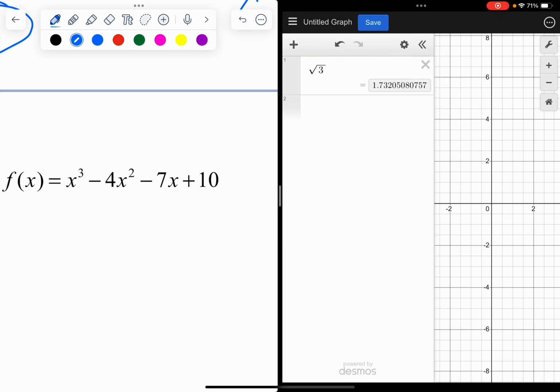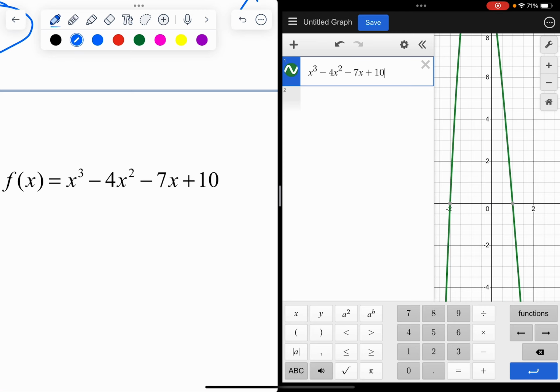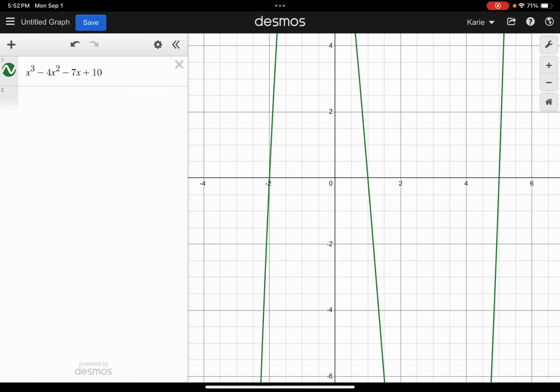What I would do with something like this is I would go find Desmos. And I would clear out this mess. I would type x cubed minus 4x squared minus 7x plus 10. Okay, and let's now make this big enough so that we can see what's happening.